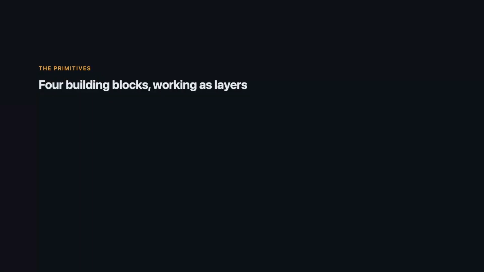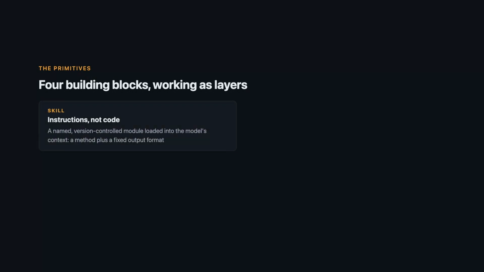Before the patterns, the primitives you build them out of. 4 building blocks and they stack as layers. A skill is not code the agent runs, it is instructions the agent reads. A named version-controlled module loaded into the model's context when you invoke it, carrying a method plus a fixed output format so every run produces the same shape of document.